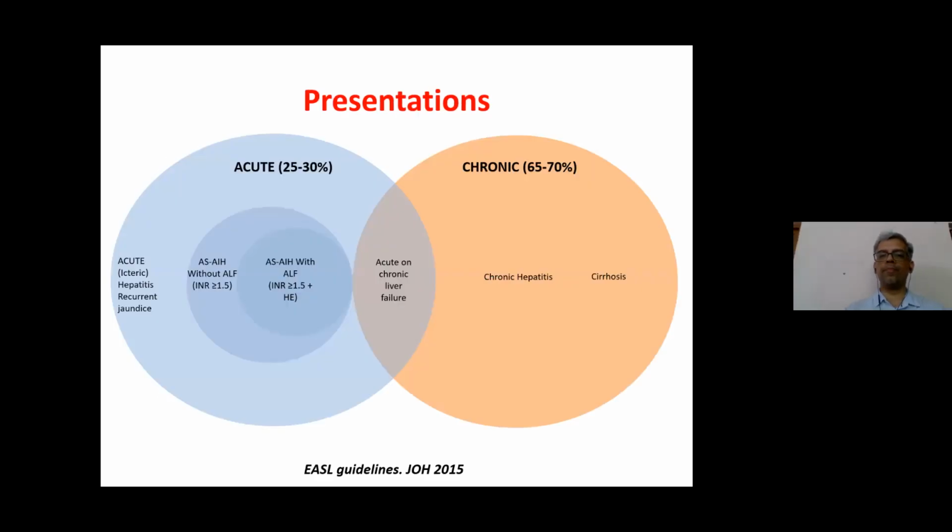We've talked about the presentations. The presentation of autoimmune hepatitis may vary. To reiterate, it may be an acute viral hepatitis-like picture, recurrent jaundice, acute severe autoimmune hepatitis with acute liver failure, chronic hepatitis, cirrhosis, or acute on chronic liver failure. These would be the typical clinical scenarios with which a patient may present to you, and I will talk about each of these scenarios and their management in the subsequent slides.